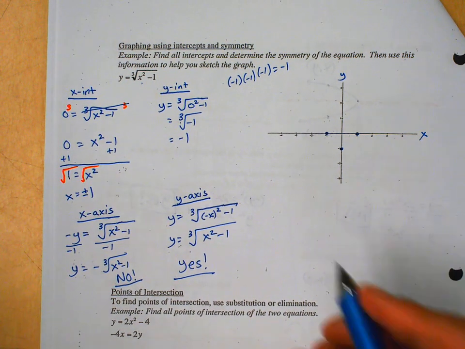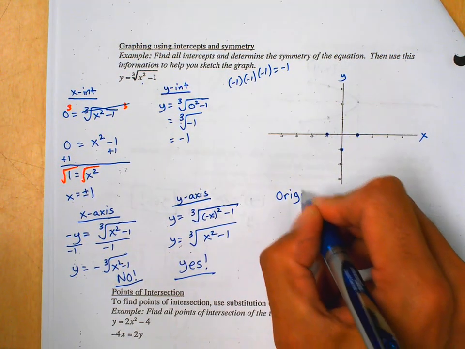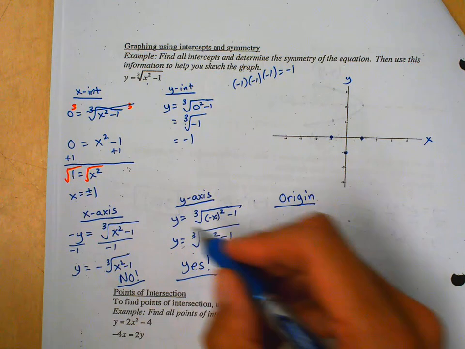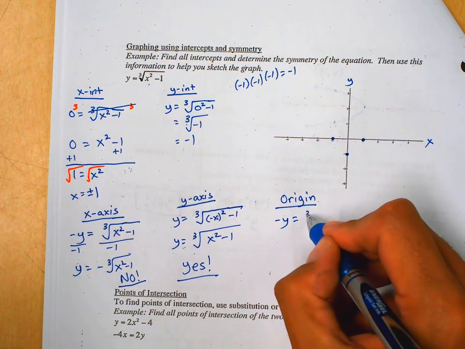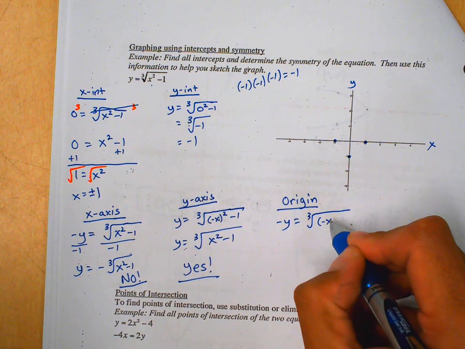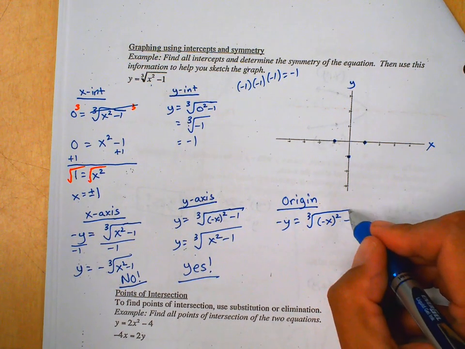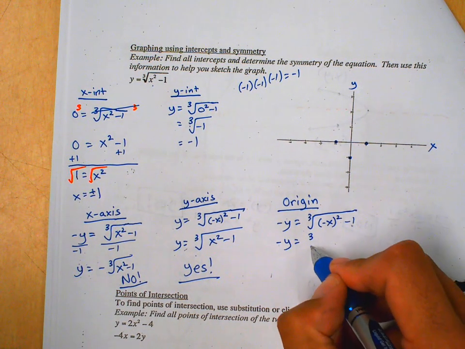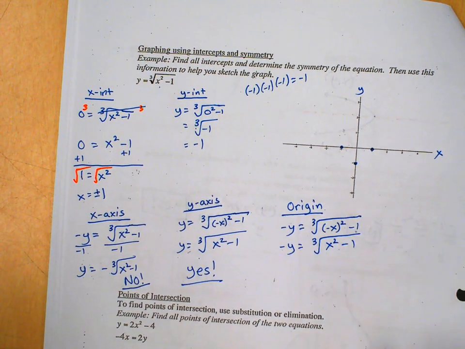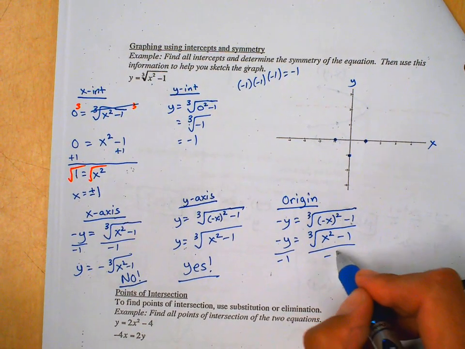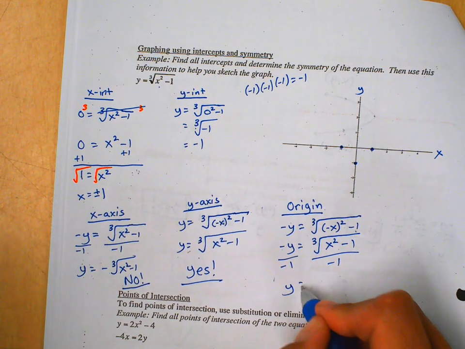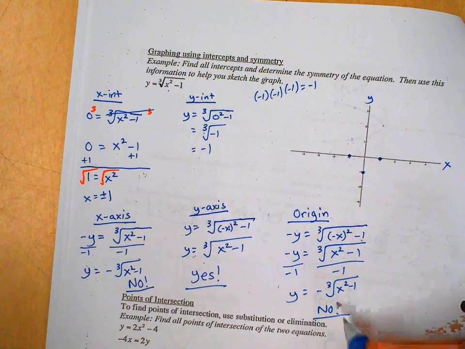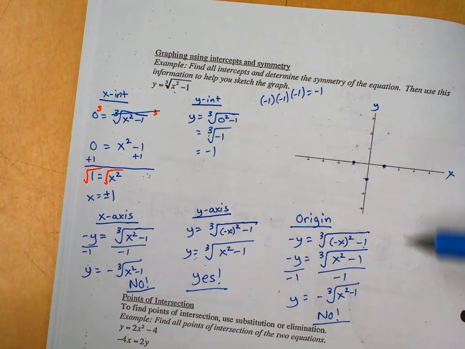And I'm also going to test symmetry about the origin. Okay. So we substituted for y and x. We're going to have negative y equals the third root of negative x squared minus 1. So negative y equals the third root of x squared minus 1. Divide both sides by negative 1. We get y equals negative the third root of x squared minus 1. And so no, it is not symmetric about the origin. It's symmetric about the y-axis.